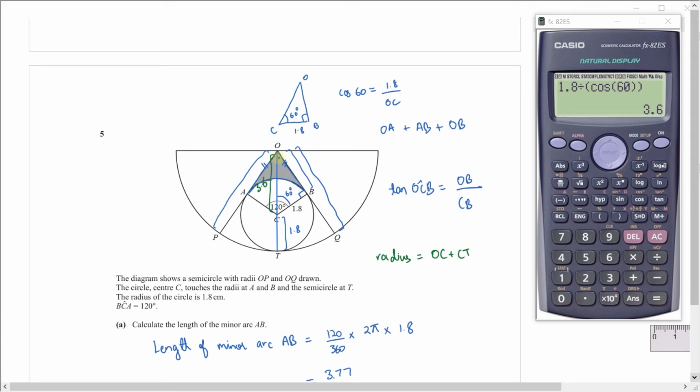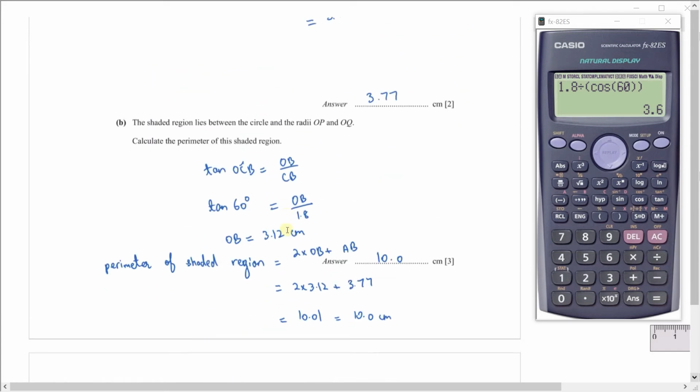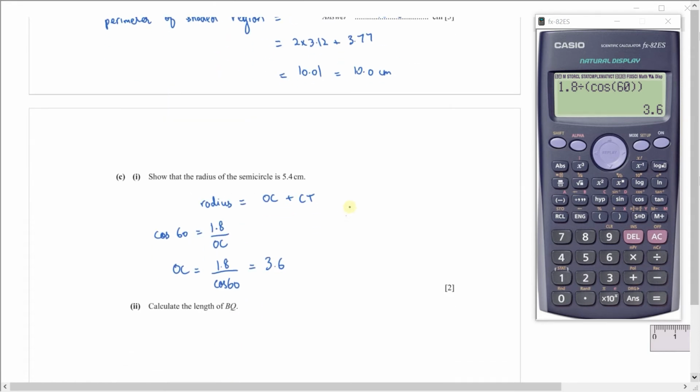So now your radius will be simply OC plus CT, 3.6 plus 1.8. So radius will be OC plus CT. OC is 3.6 and CT is 1.8. So 3.6 plus 1.8 is 5.4. So you have shown that the radius of the bigger semicircle is 5.4 centimeters.